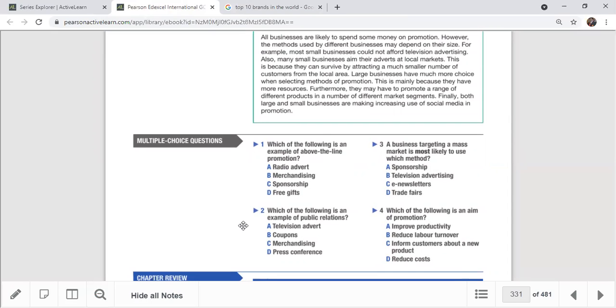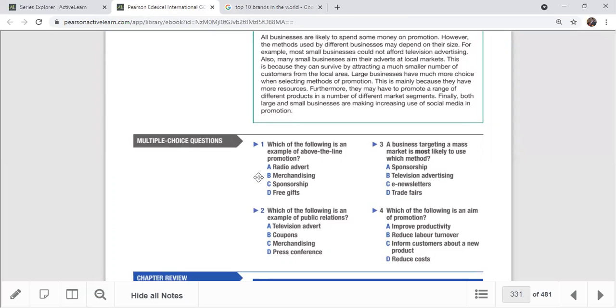Above the line: radio, merchandising, sponsorship, free gift. Yeah, I can see some. Yeah, your answers are correct. Some people actually reacted quickly. Yeah, your answer is A. Correct. Above the line promotion is radio. Very good. So radio advertisement, radio, television, internet, these are above the line promotion.